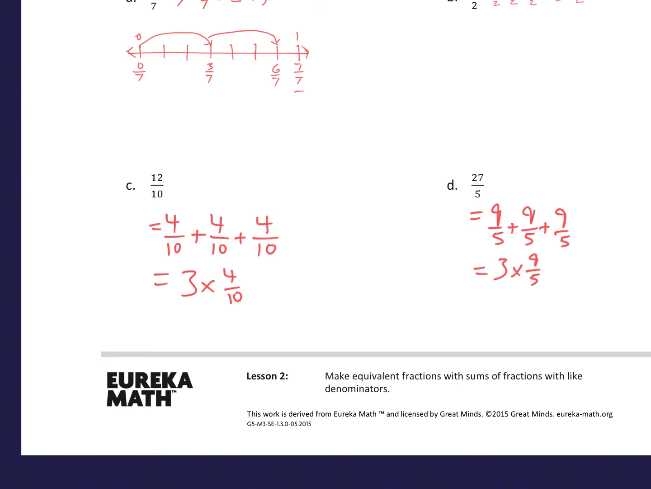So here I have my answers. You should have gotten 4/10 plus 4/10 plus 4/10. There's 1, 2, 3 times 4/10. And then over here would be 9/5 plus 9/5 plus 9/5, which gives you 3 times 9/5. Kiss your brain if you got them all right.